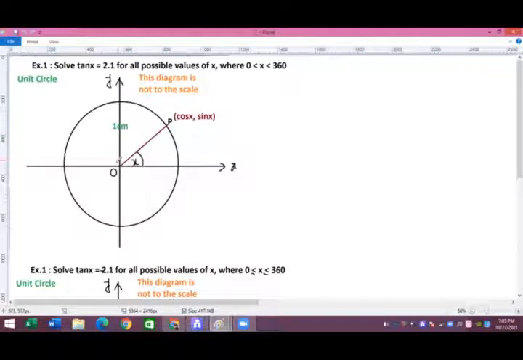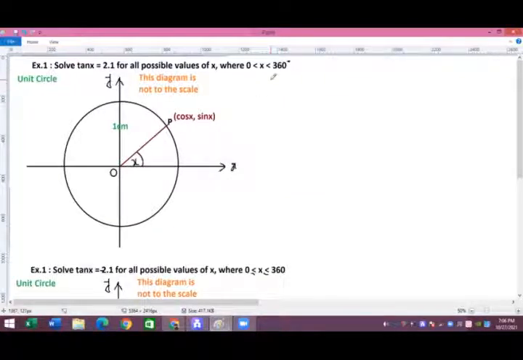Now, based on the knowledge that we have gained through the CAST rule, let's see some examples where the CAST rule is applicable. So here are some examples that use the CAST rule. In this example you can see: solve tan x equals 2.1 for all possible values of x where x is between 0 and 360 degrees. Alright, so here you have to find all the possible values of this equation tan x equals 2.1 within the given range of values of x.